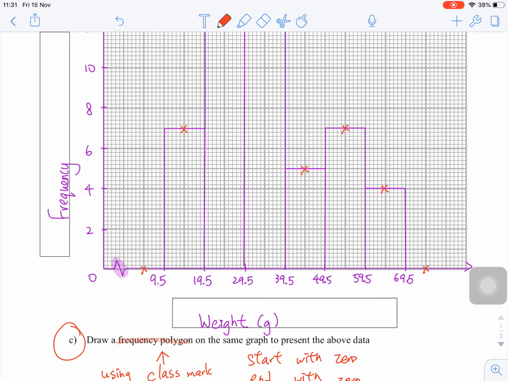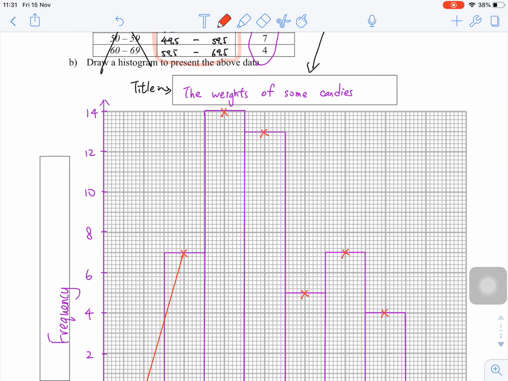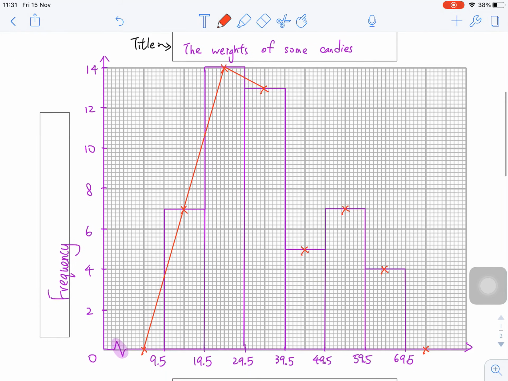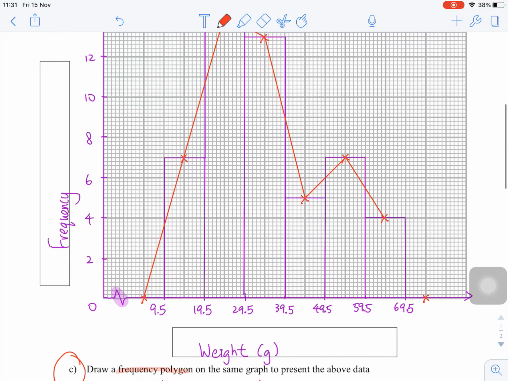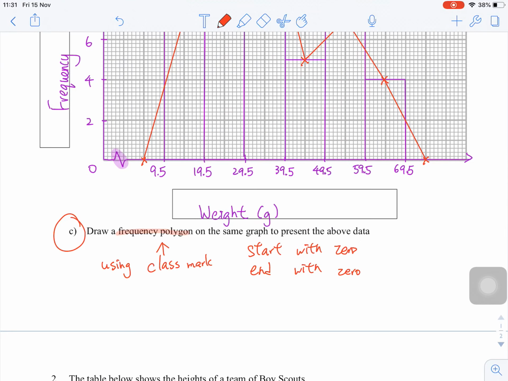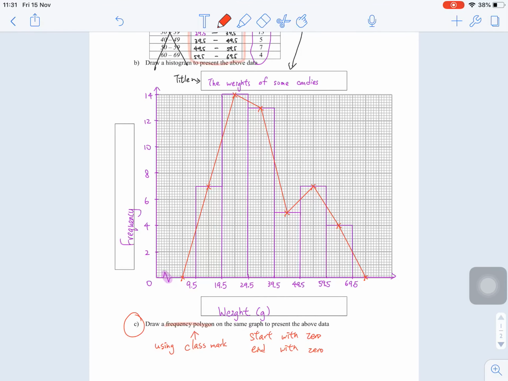Then join all the points right now with straight line segments. Draw it one by one with a ruler, please. Okay. What you need to do is do it carefully. Then this will be the corresponding frequency polygon. Let's have a look. It's like this. Then question 1, done.